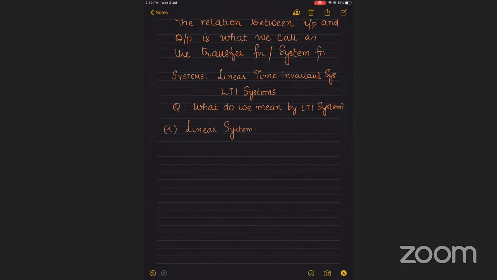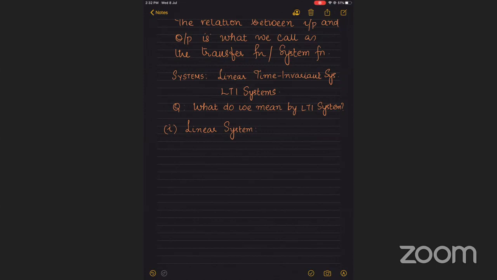This is exactly the equivalent of what we study in our linear algebra. A vector space is a linear vector space if it has the zero element, and if you take any two vectors from the set and take a linear combination of these two vectors, the resultant should also be an element of the vector space.